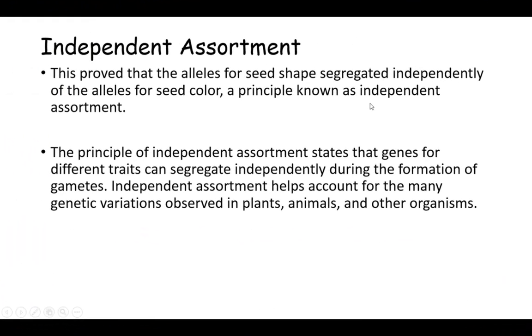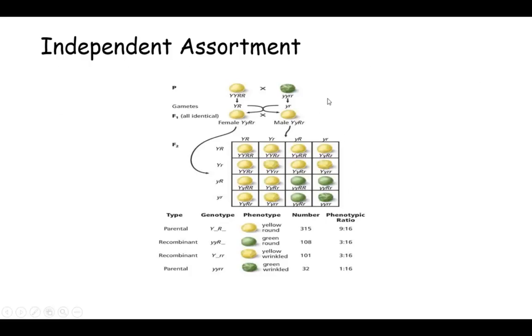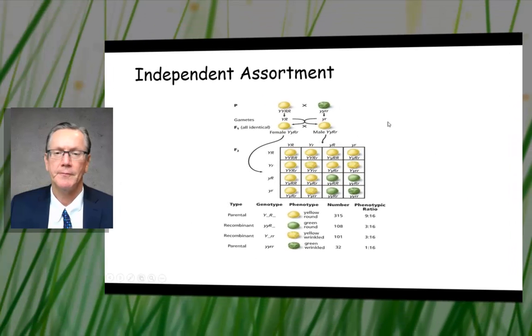Independent assortment. This proved that the alleles for seed shape segregated independently of the alleles for seed color, a principle known as independent assortment. The principle of independent assortment states that genes for different traits can segregate independently during the formation of gametes. Independent assortment helps account for the many genetic variations observed in plants, animals, and other organisms. So this actually proves that the genes are assorting independently.